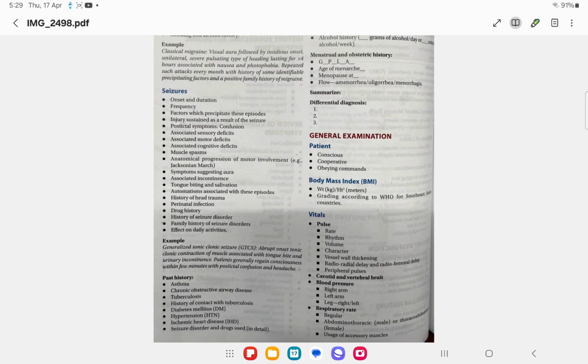One thing you have to understand is we'll have a Cushing reflex whenever the patient has a hemorrhagic stroke.